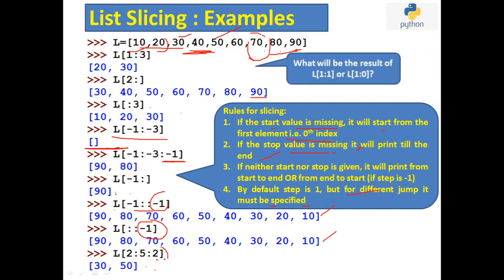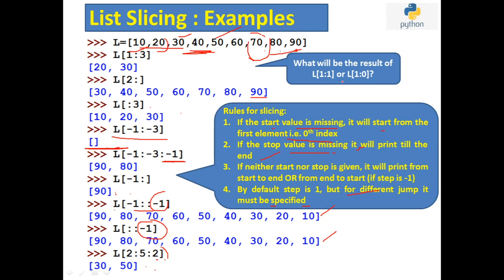Now can you tell me what will be the result of L1 colon 1 or L1 colon 0 here? If I start from index 1 and I am giving the stop value as 1 also, that means the same element. I am starting from this and giving the ending value as this. By default step is 1. What will be printed? Can you guess? Similarly, if I give 1 as the start value and 0 as the stop value, what will it print? Whether it will show an error or some value.